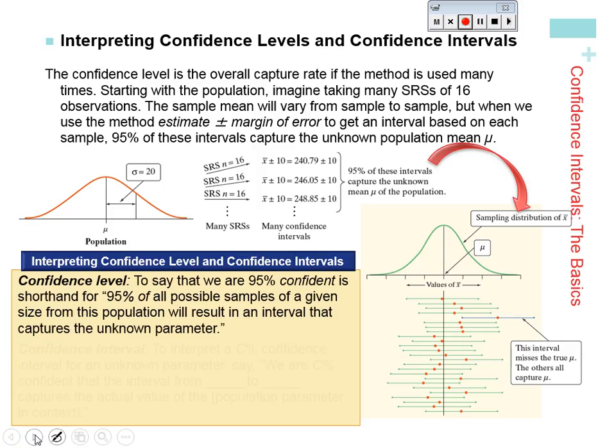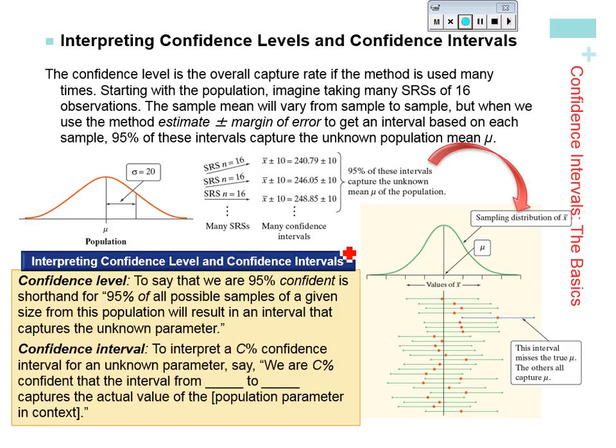Whenever we're interpreting a confidence level or a confidence interval, this is the sentence structure that we want to use in order to do each one of these. So if we're looking to interpret a confidence level, we would basically say this: to say that we are, and I'm using 95% as our basis for the example here, to say that we are 95% confident is shorthand for 95% of all possible samples of a given size from this population will result in an interval that captures the unknown parameter.